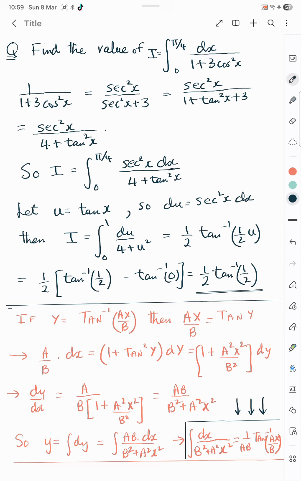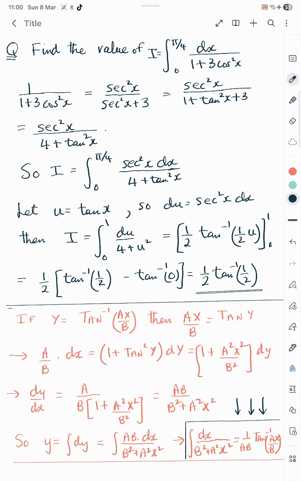And that is the standard integral, which is 1/2 tan inverse of u over 2. And we've got to evaluate that between the limits 1 and 0. So that becomes 1/2 bracket tan inverse 1/2 minus tan inverse 0, which is easily just 1/2 tan inverse 1/2.